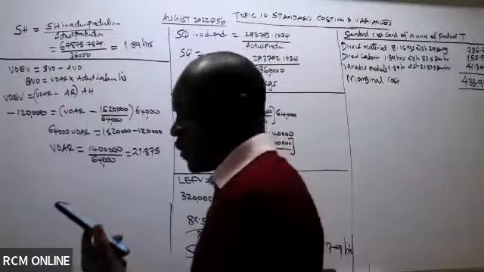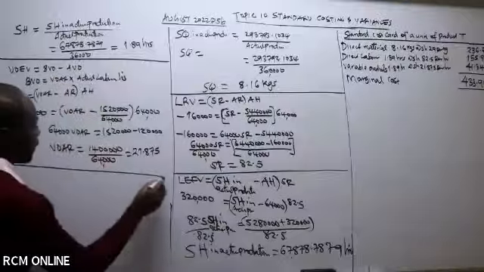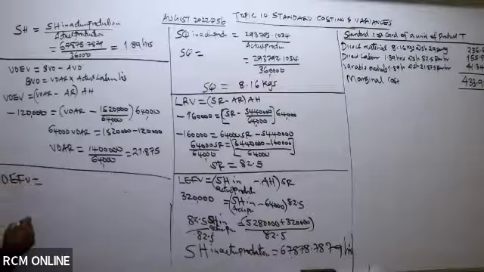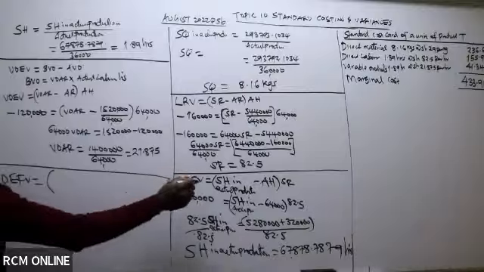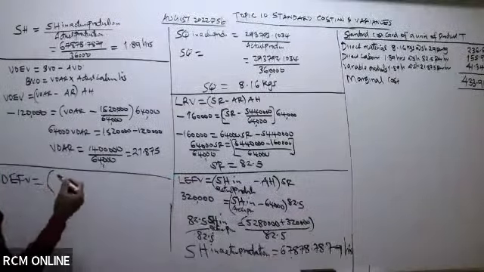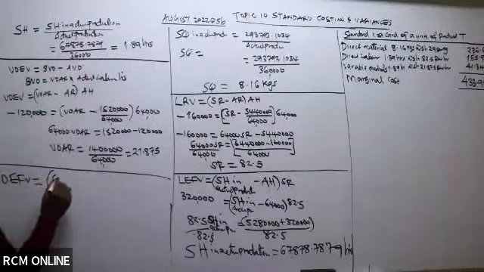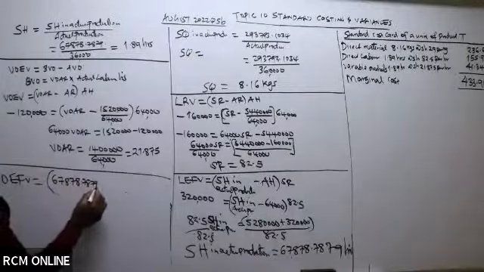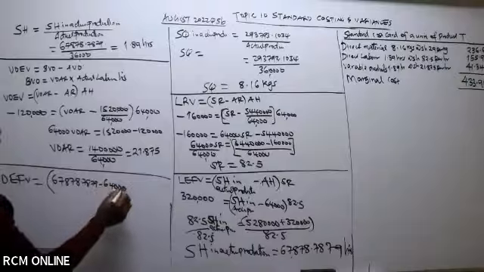Somebody is now wondering, why have we not used variable overhead efficiency variance? Variable overhead efficiency variance is equal to, look at labor expenditure or labor efficiency variance. We repeat the same thing, standard hours in actual production, which was 678.7879, minus actual hours in actual production, which was 64,000, right?